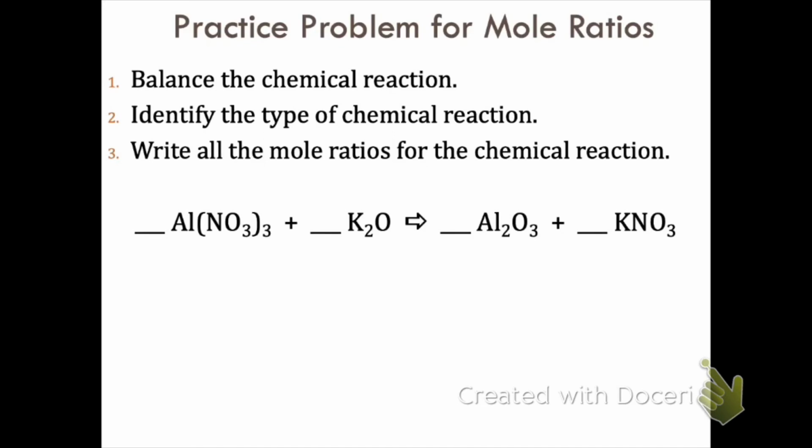So go ahead and try this next one on your own. Balance the chemical equation, identify the type of reaction, and then write all of the possible mole ratios for this reaction. There should be 12 possibilities.